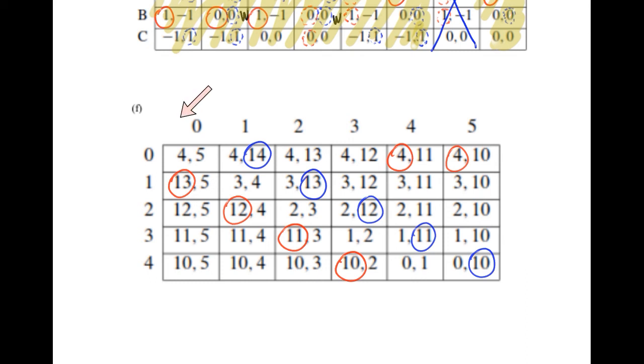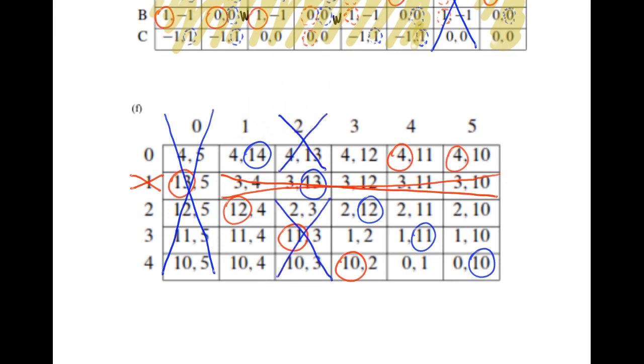I see column 0 doesn't have any strategies circled, and if we compare it to column 5, it's clearly dominated by column 5. So it can be eliminated. So maybe we should check row 1 now. And yes, row 1 is dominated by row 0. And that suggests to us we better check column 2, because we eliminated a circle. And yes, column 2 is dominated by column 1 now. Again, we've eliminated a circle.